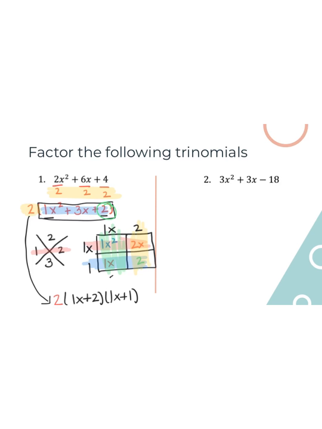So if you take a greatest common factor out at the beginning, that greatest common factor has to be before your factored pairs.